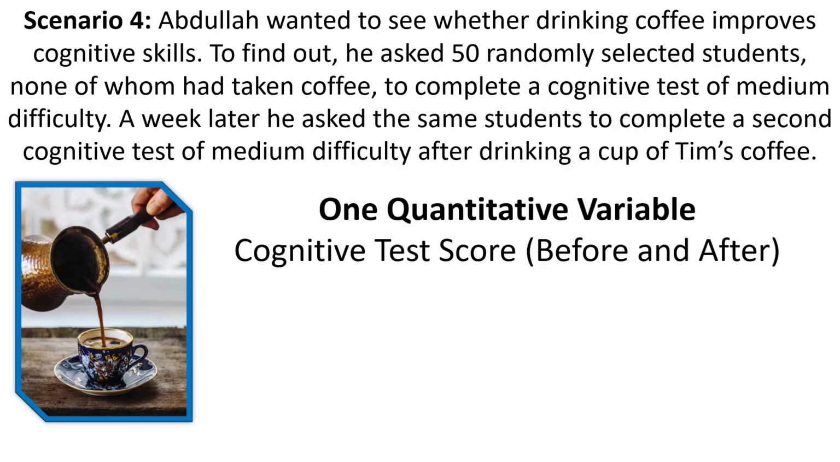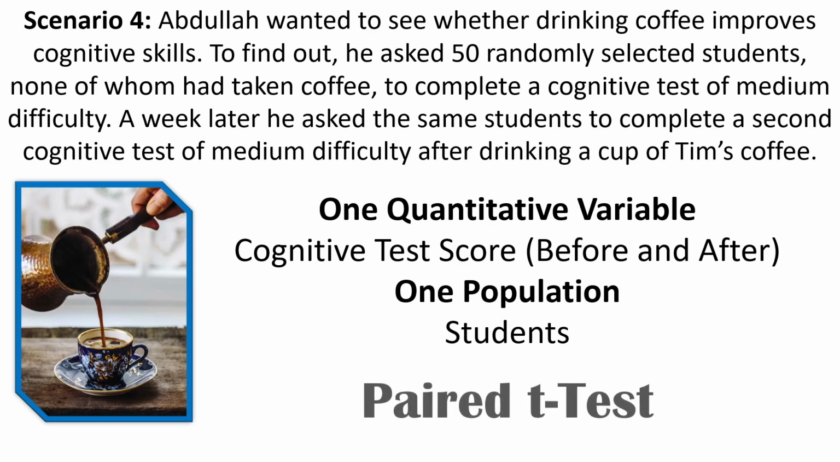So we have one quantitative variable, it's cognitive test scores before and after. So we have 2 measurements on each individual, and it's one population from which we draw a random sample. And so that's a paired t-test.